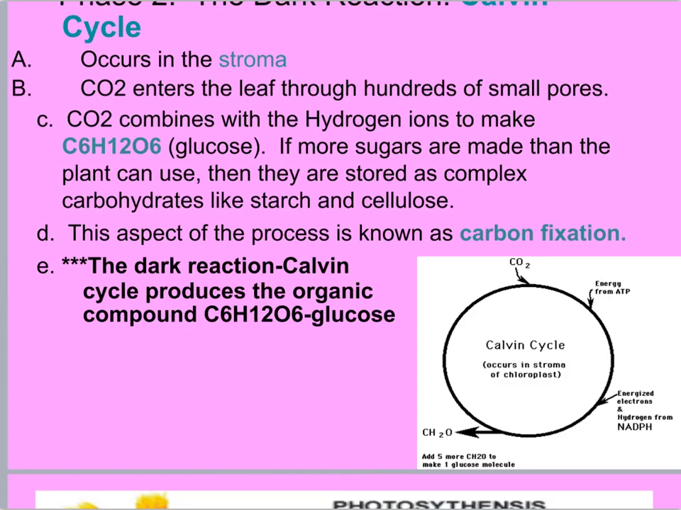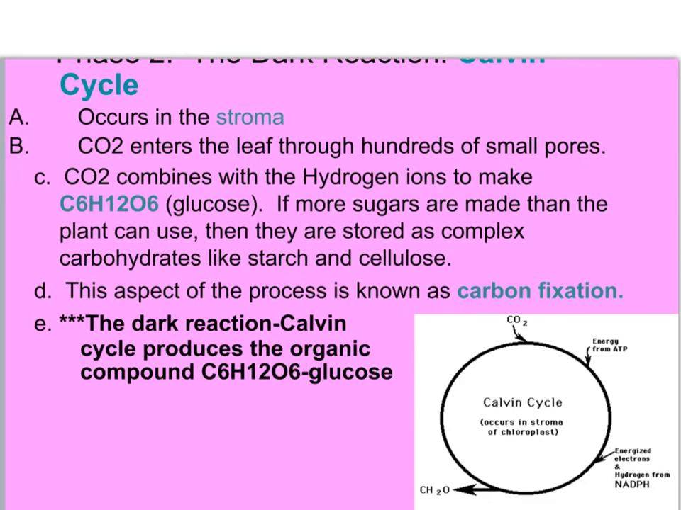All right, so that brings us to the second phase of photosynthesis, which is the Calvin cycle. Okay, so this is the Calvin cycle. Another name for this is the dark reaction or light independent reaction. So this happens in the stroma, okay, rather than the thylakoids.